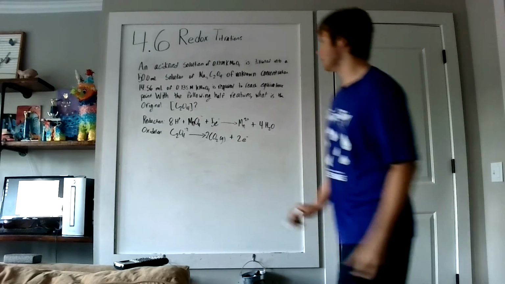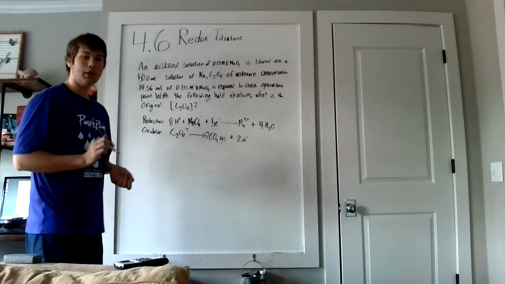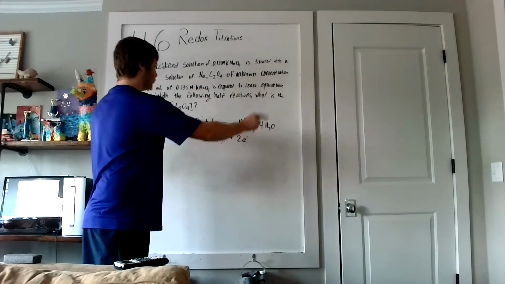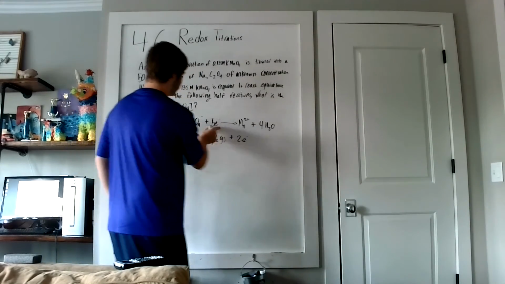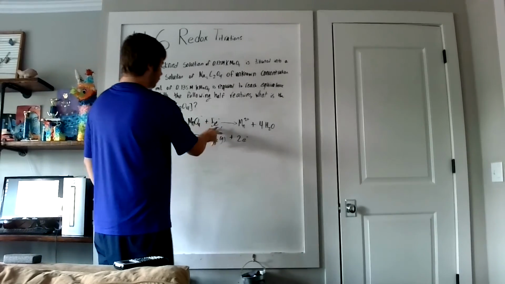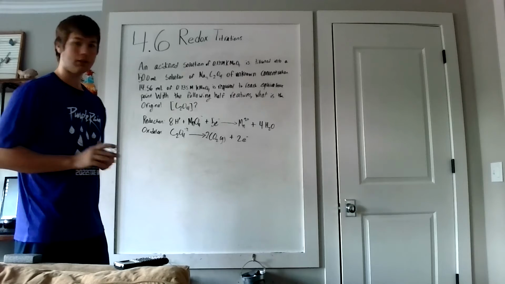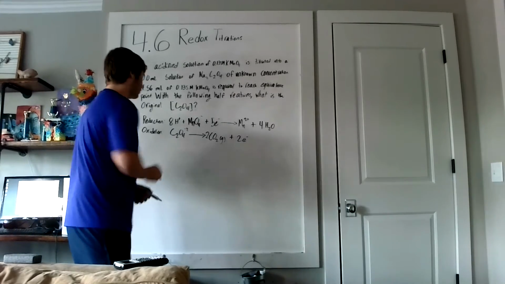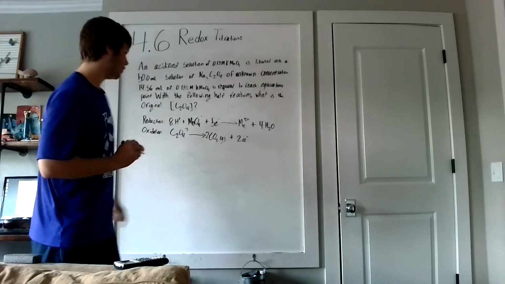So we have our reduction and oxidation reactions. So what we want to do is multiply each of these by a factor of something so that we can get these electrons to cancel each other out. So what we have to do is multiply our reduction equation by 2 and multiply our oxidation by 5 so that we get 10 electrons on each side.